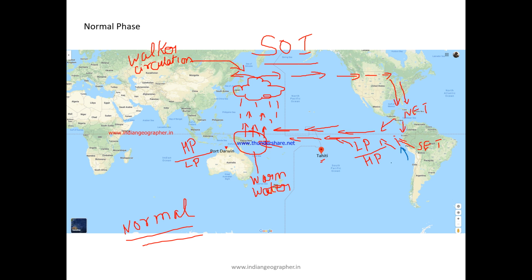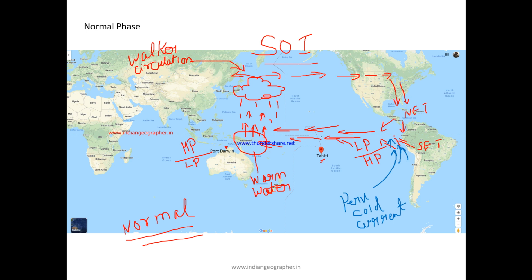So you have a lot of upwelling happening here, because all the surface water from here is driven towards the western Pacific, and this results in upwelling of water. That is, cooler water tends to come up on the surface. So this is termed as the Peru current, the Peru cold current. So this is the normal scenario.